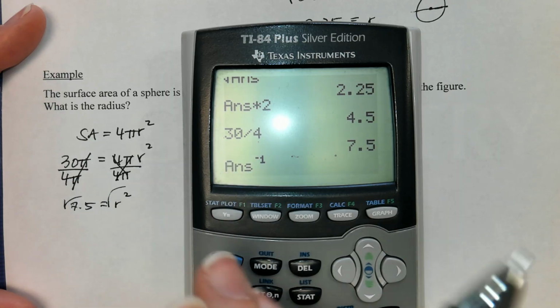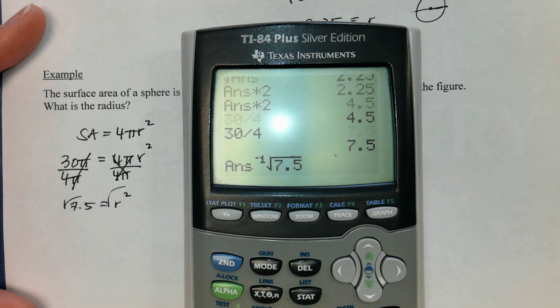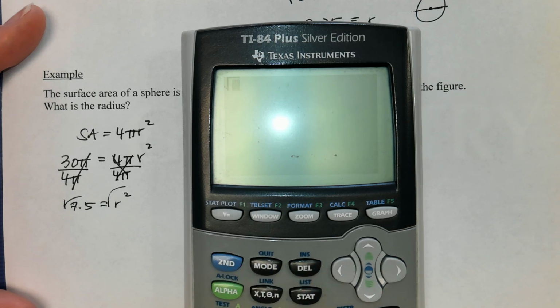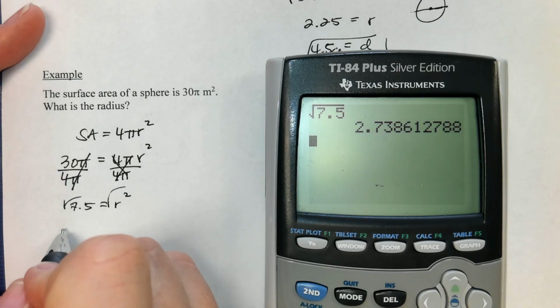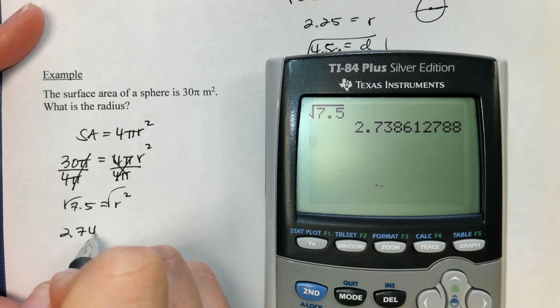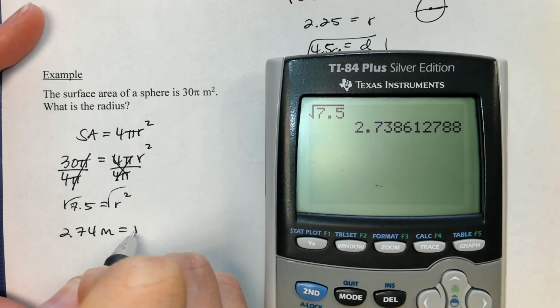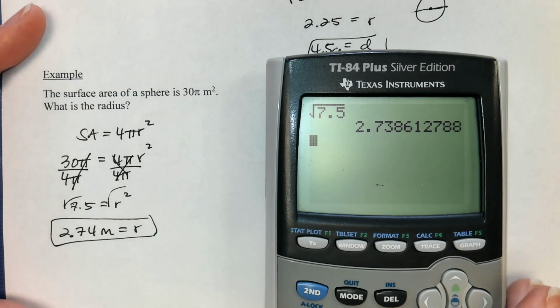And then my last step is to square root. Oops, that is not right. So about 2.74. And that's meters. That is your radius.